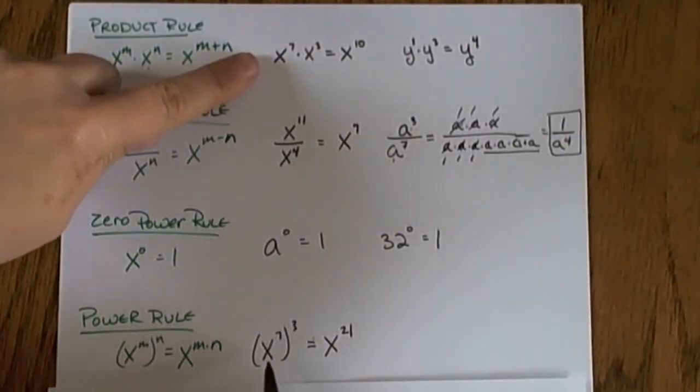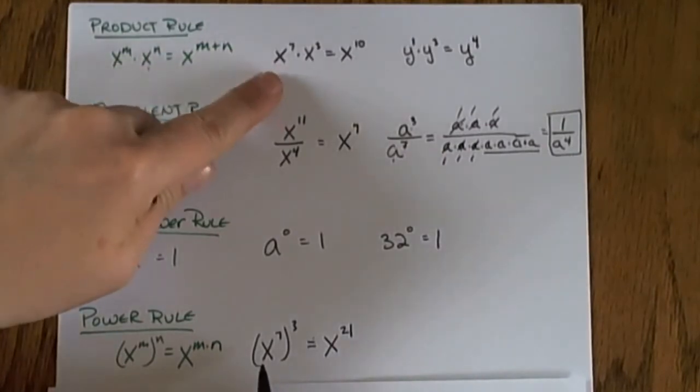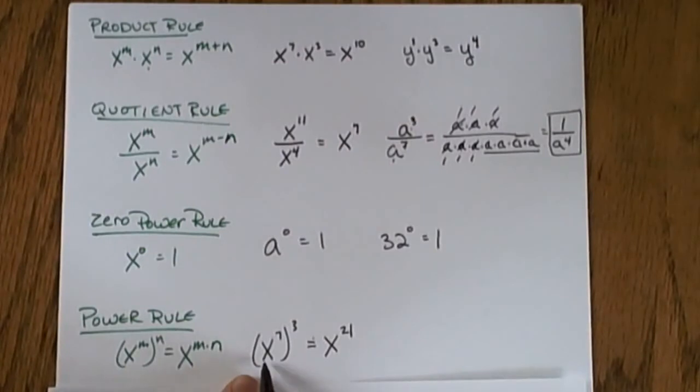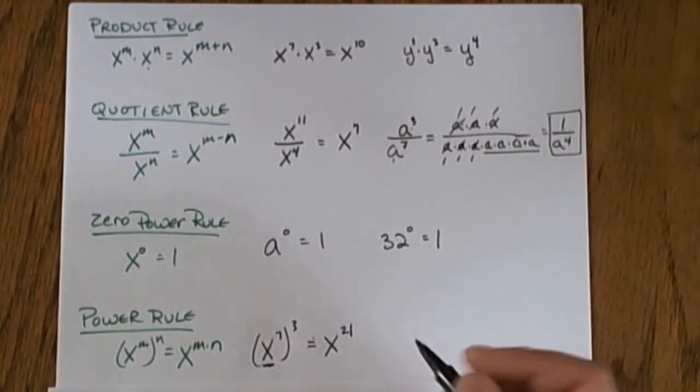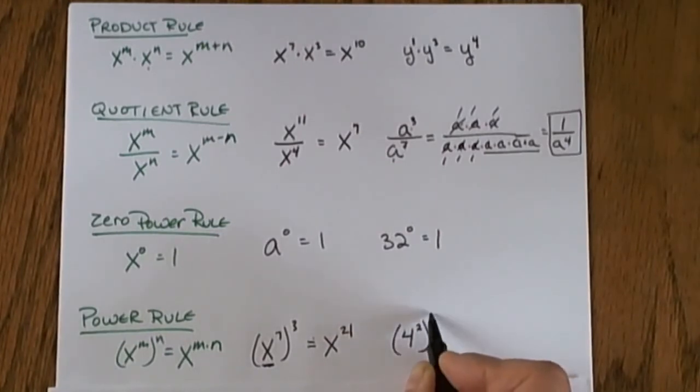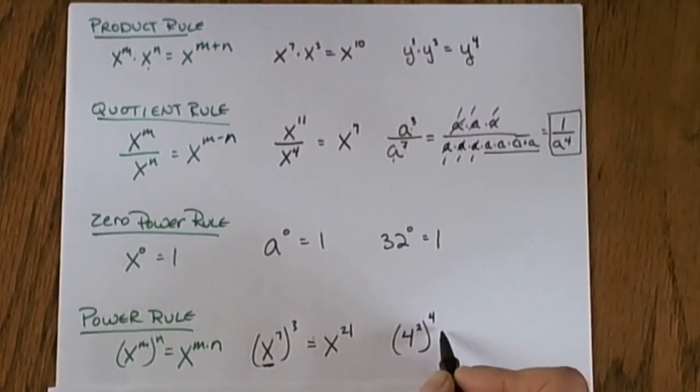So take a good look and see the difference between the product rule, where we have the base appearing twice, and we add those exponents, and the power rule, where the base only appears once, but it has 2 exponents applied to it, in which case we multiply those exponents. So let's look at another example of the power rule. If we had numbers involved, like 4, and we had 4 squared, and we took that to the 4th power, for example, I'd have 4 to the 2 times 4, 4 to the 8th.